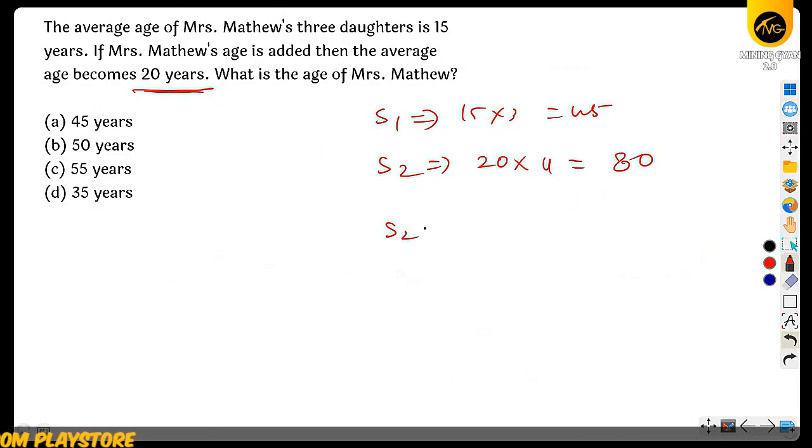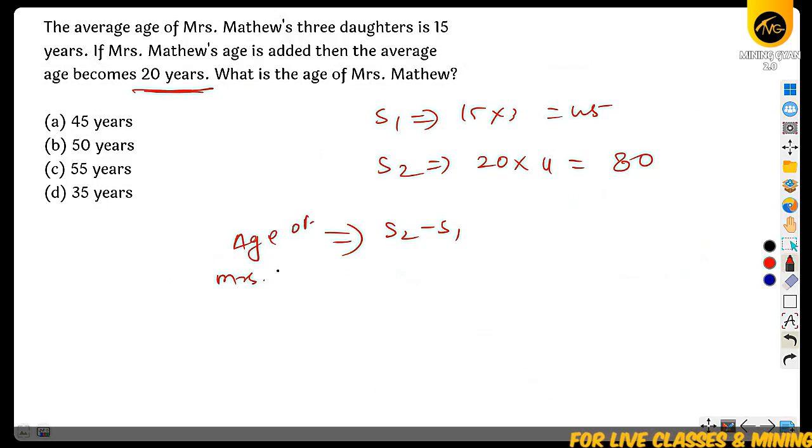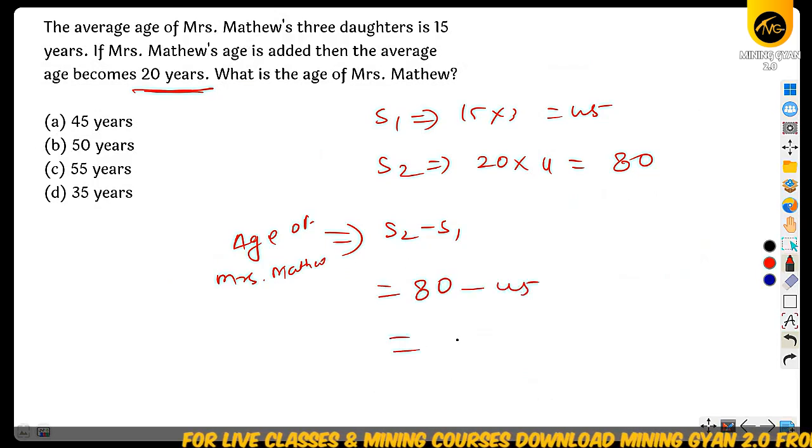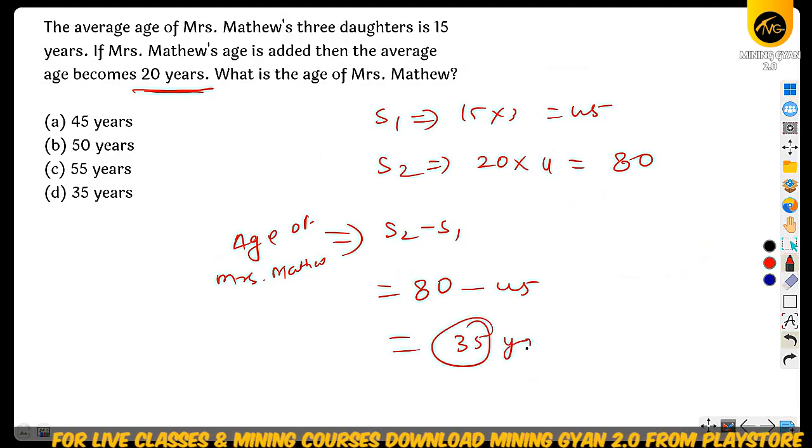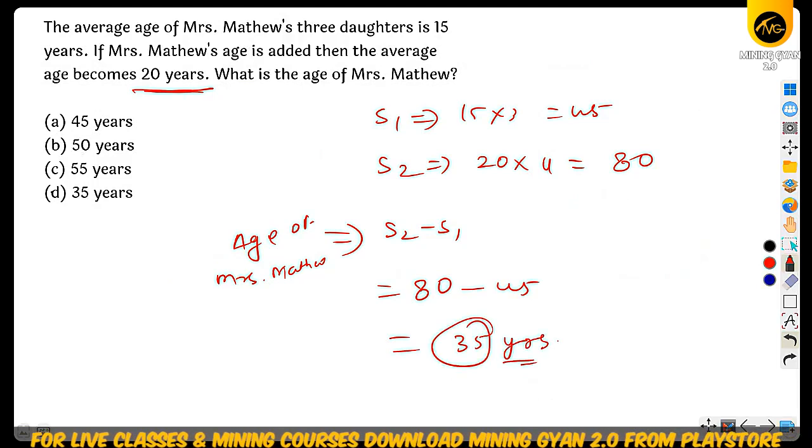Now S2 minus S1 is the age of Mrs. Matthews. So S2 is 80 and S1 is 45. Now the answer is 35 years. So this is the age of Mrs. Matthews. So basically option D is the correct answer.